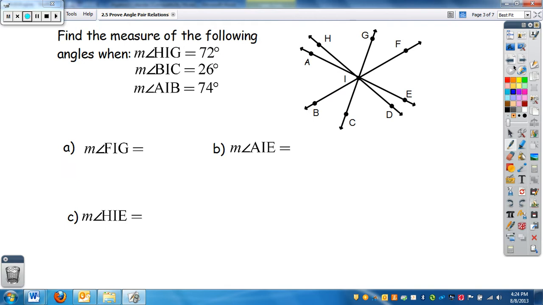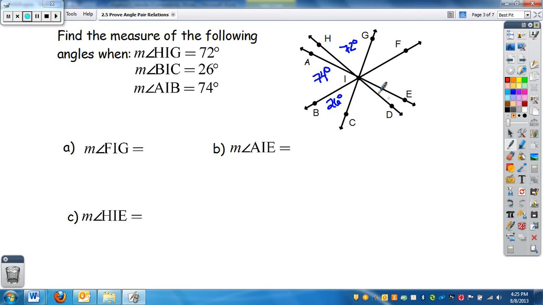So find the measure of the following angles. So again, on the diagram, I like to write what I have. I have HIG is 72 degrees. BIC is 26. AIB is 74. And a lot of times, I like to fill in the diagram before I even look at the question. Is there anything else I know?